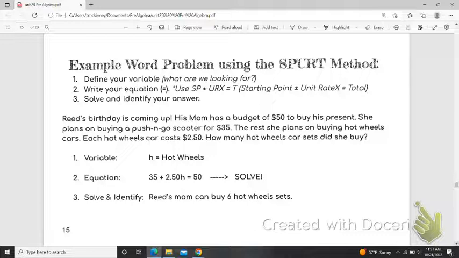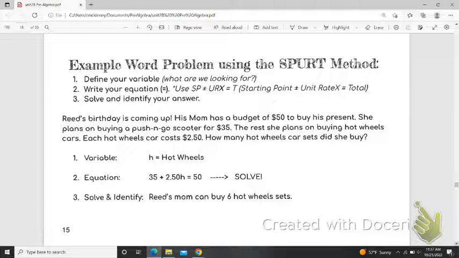And so, just like a little way to identify: here you see, instead of using x, H has been used for the Hot Wheels, and 35 has already been spent, plus 250 for H is equal to 50. And then they're two-step equations.